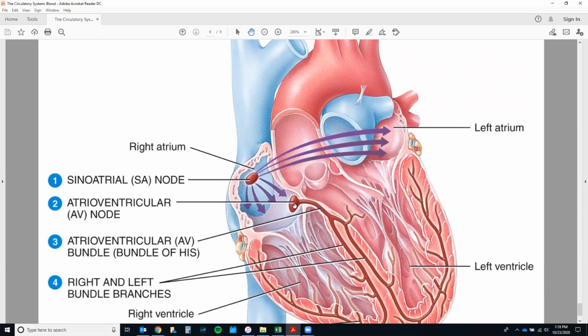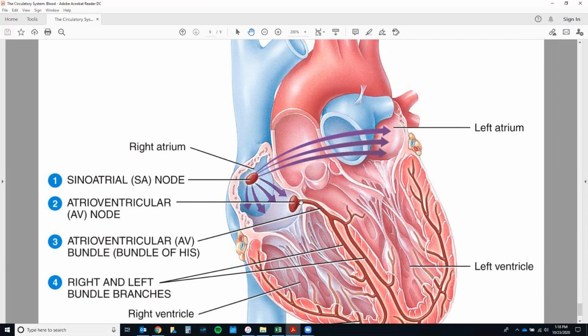So this is our second node. Do not confuse the SA node and the AV node. Your SA node is where the action potential originates, which is why its nickname is the pacemaker. But the AV node is where it goes as it's going to then travel down into your ventricles.